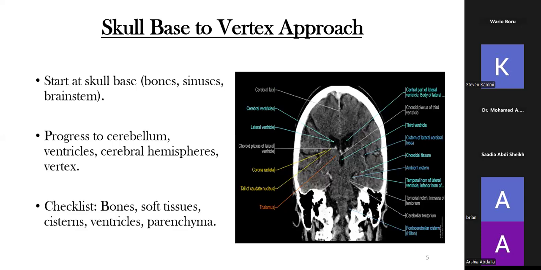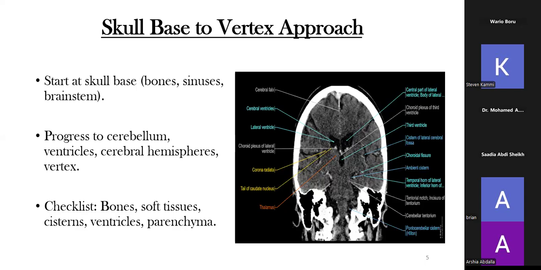Very good. Now, when we start at the base of the skull, we start with the bones, the sinuses, and the brainstem. Then we progress towards the cerebellum, the ventricles, the cerebral hemispheres, and finally the vertex. The checklist that you want to have is to go through the bones, the soft tissues, the cisterns, the ventricles, and the parenchyma.